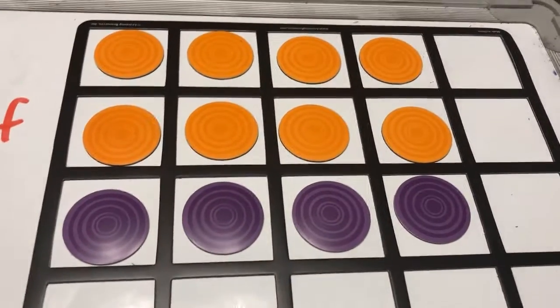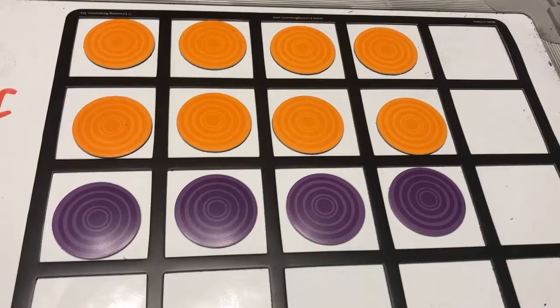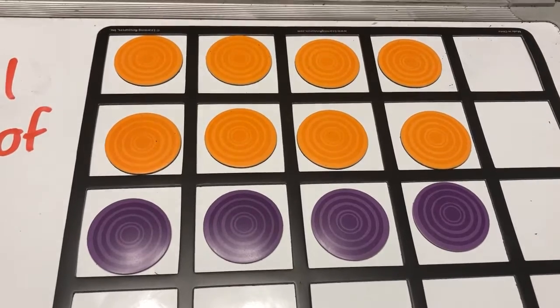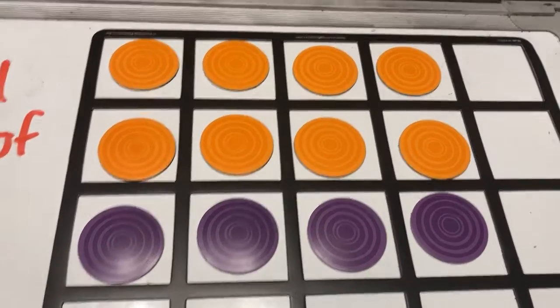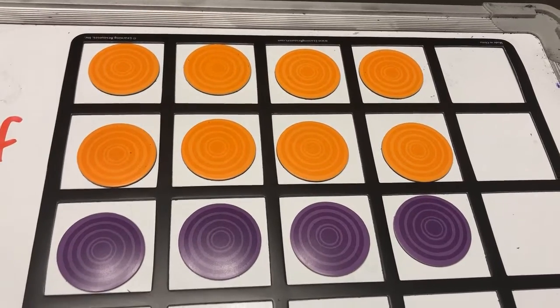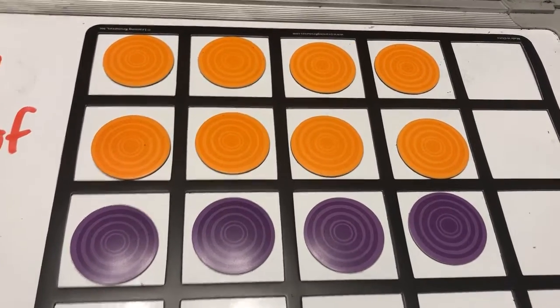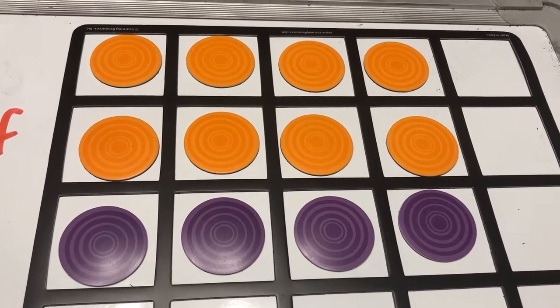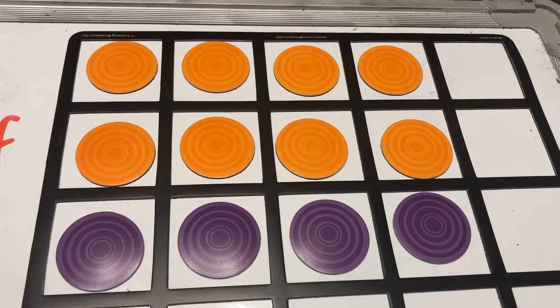Now, maybe seeing it like this, all in one spot, instead of like this, helps you find the total more easily. So how many do we have all together? Good. We have 12 objects all together. Okay, we're going to try another one.